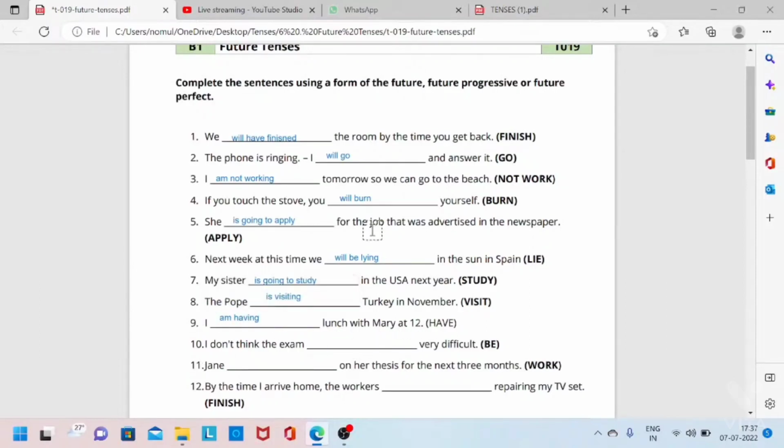So 10th one, let us do. I don't think the exam dash very difficult. So here using be we have to complete. I don't think the exam will be, okay, will be difficult, will be very difficult. This is the answer.